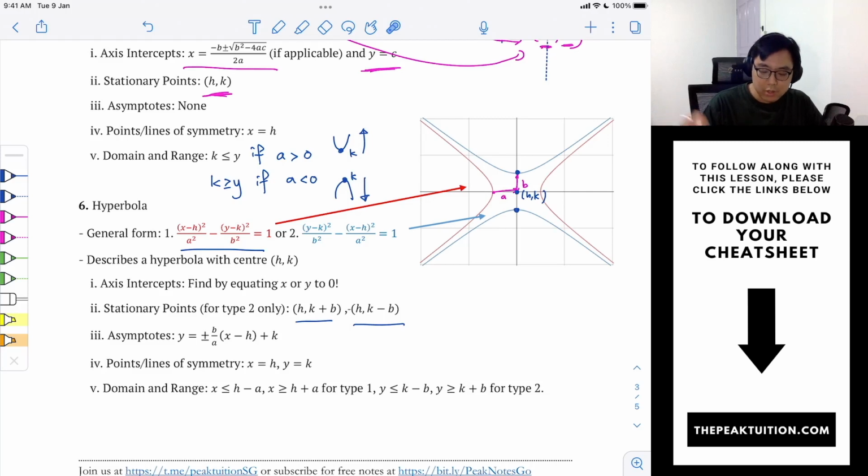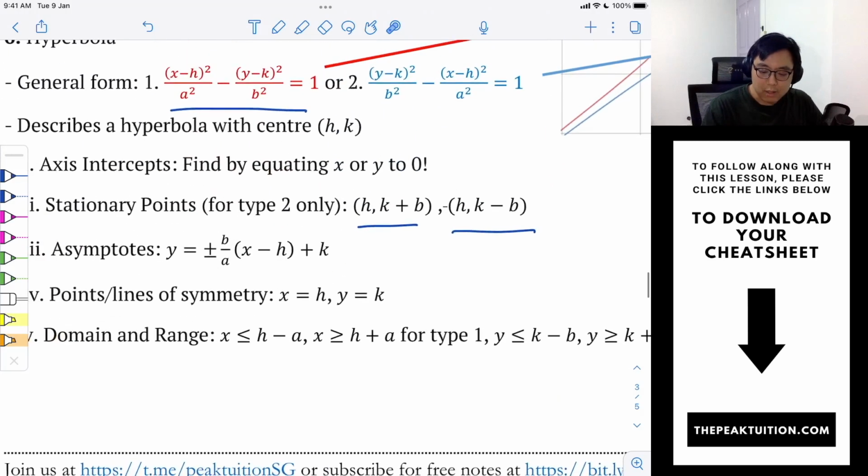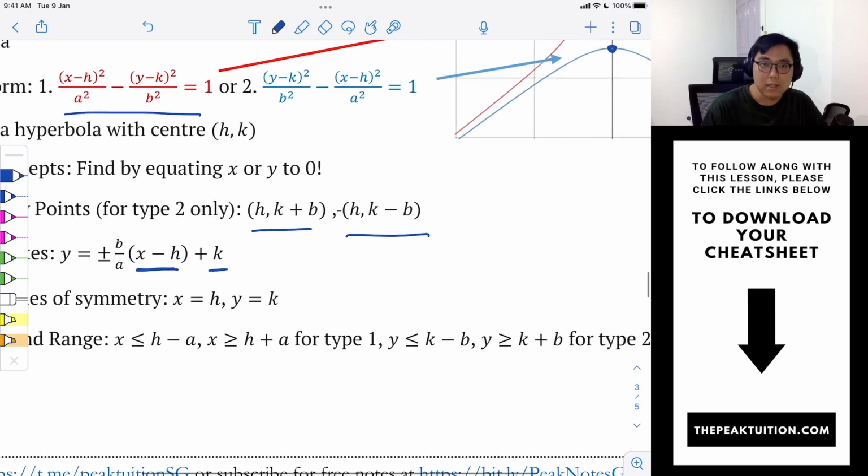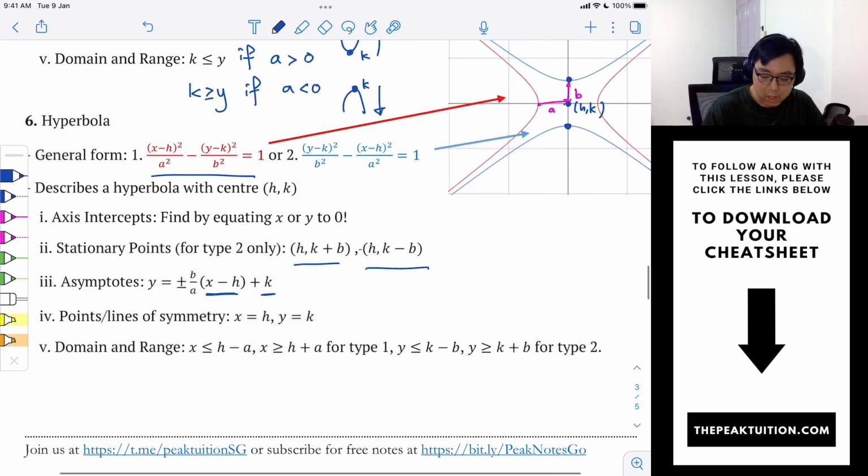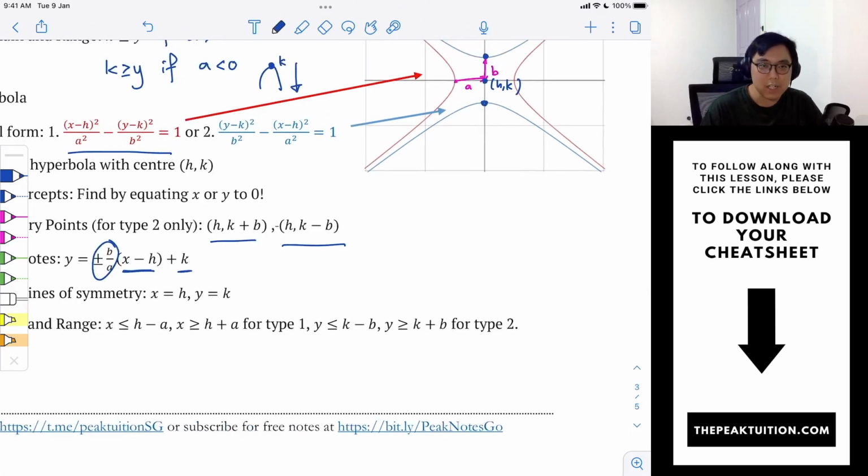Okay, so how do we remember this? Just remember that you are shifting to x minus h and plus k. This is the coordinate that you want to pass through, and then the gradient is b over a. b is the scaling for the y, and a is the scaling for the x. So it's like changing y over changing x, right? So it's b over a. Alright, so that's how I would remember it.